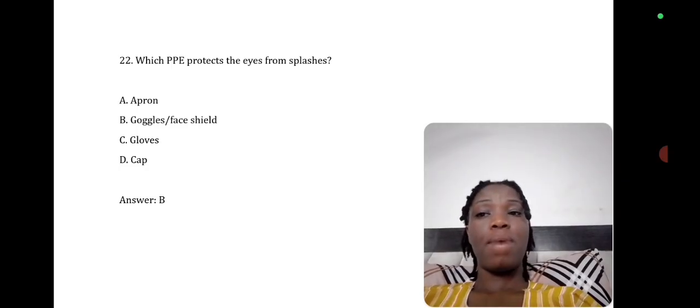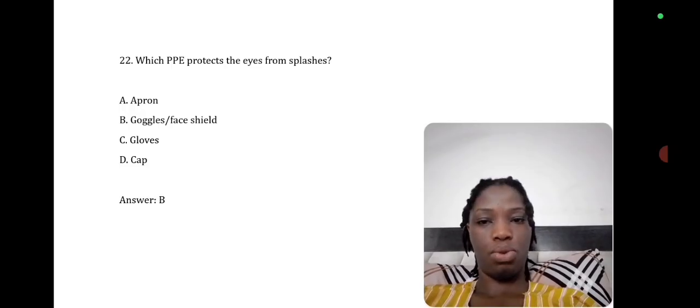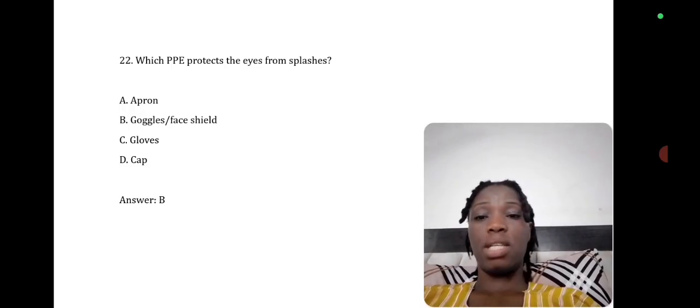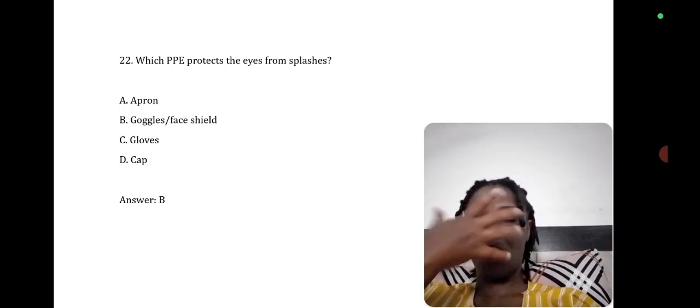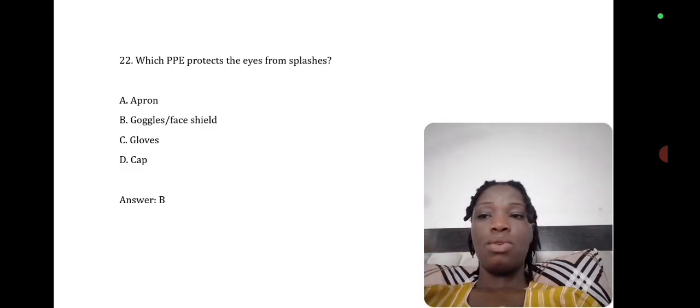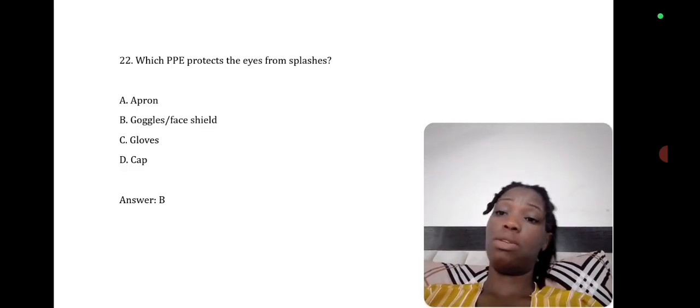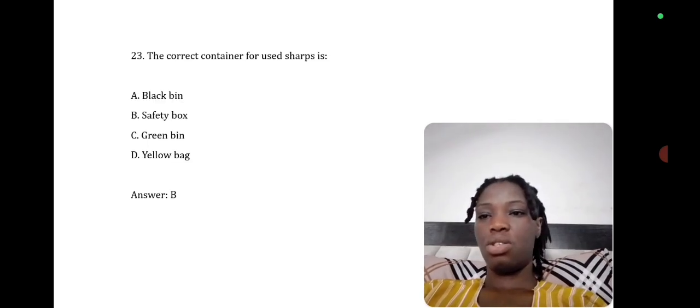But if they separate them and they say eyes only, please pick goggles. Face shield does not only protect the eyes, it can protect your nose and your mouth, your face completely. So the answer to this question is B, which is goggles and or face shield.